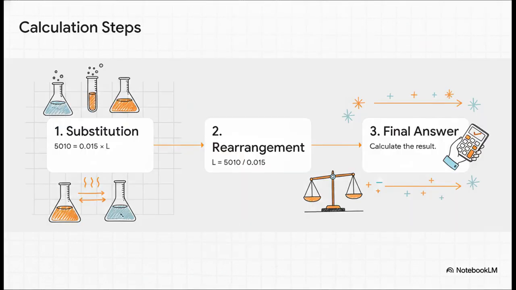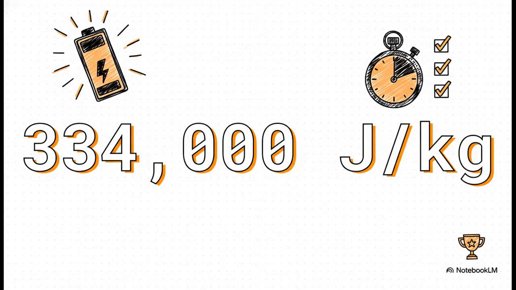And guess what? The process here is identical and so is the marking. We're using the equation energy equals mass times specific latent heat, or E = ml. Once again, you get 1 mark for plugging the numbers in, a second mark for rearranging it to solve for L, and that third and final mark is for getting the calculation right. See the pattern? It's a recipe for success. And when you do the math, you get an answer of 334,000 joules per kilogram. By following those clear steps, you've just bagged another 3 valuable marks.